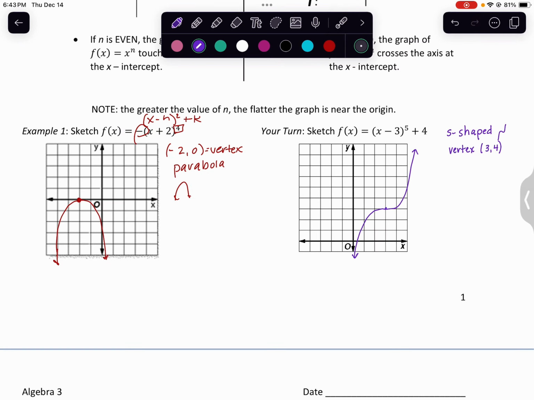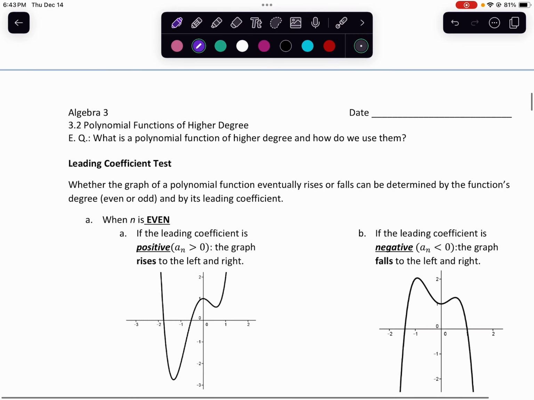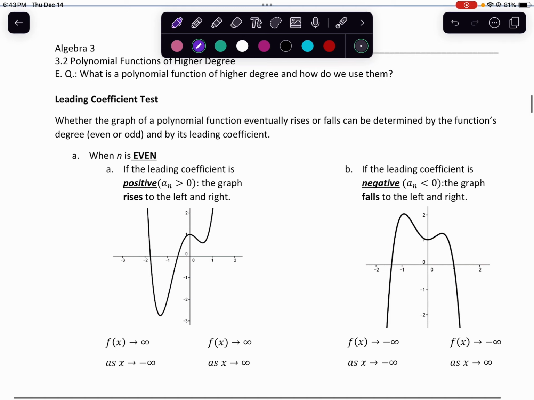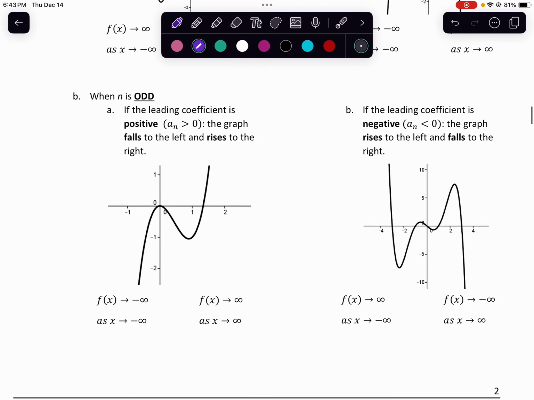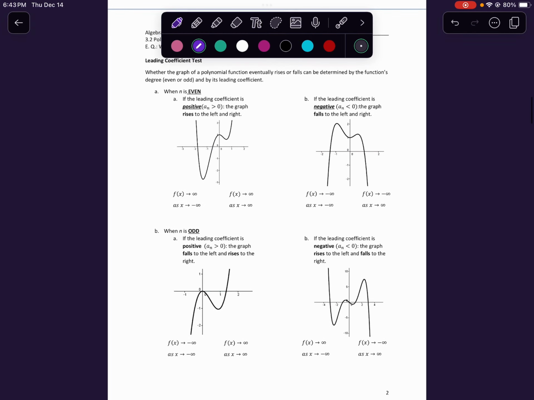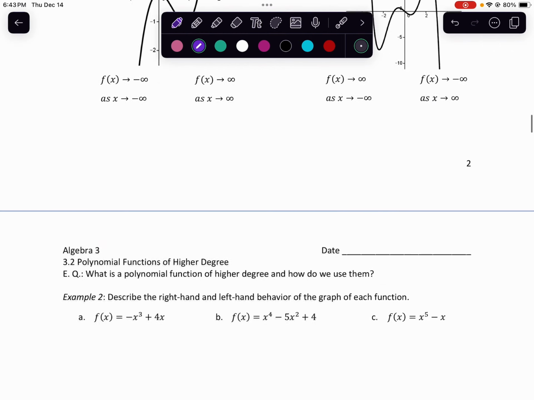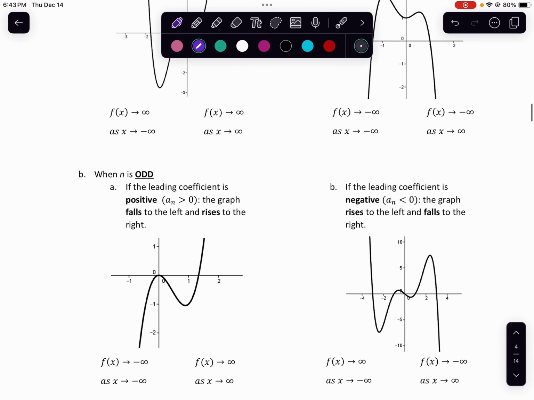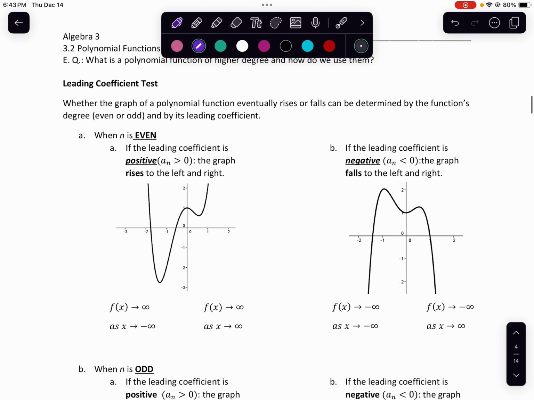But we're going to try to do these without our graphing calculators. We can just use them to check our work. All right, so now I think this is pretty fun. There's not a whole lot of math that goes into what we're going to do next. It's the leading coefficient test. You can see this whole page is just information, and then we just have one more example. So we're going to look at what that leading coefficient can tell us.